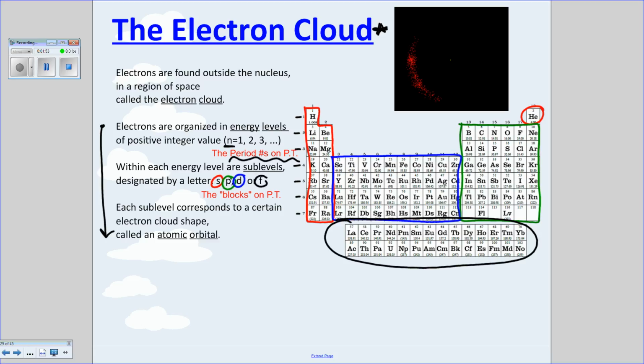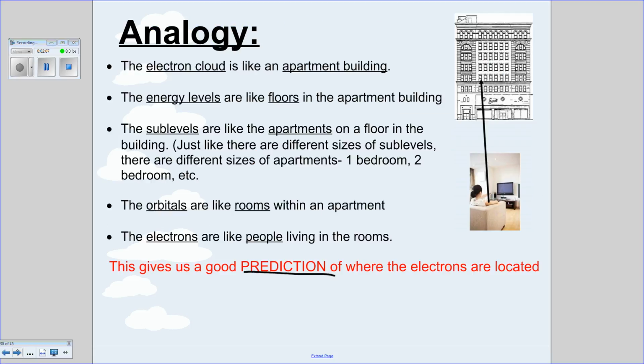Each of these sublevels corresponds to a certain electron cloud shape, which is called an atomic orbital. So energy levels are the most broad, then your sublevel, then your atomic orbital. The best analogy for thinking about this is an apartment building. If I told you I was in the apartment building and to come find me, you would have no idea where I am. Am I in a kitchen? Am I in a bathroom? What floor am I on? Which apartment am I in?